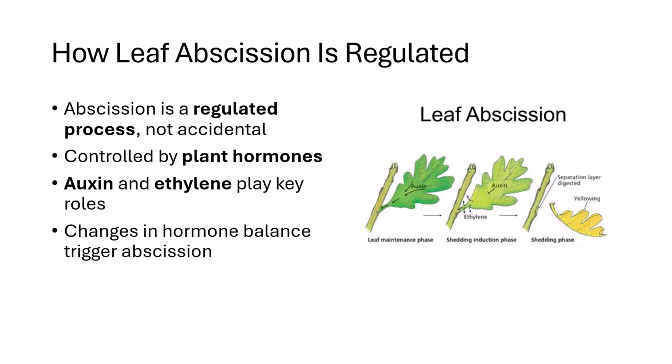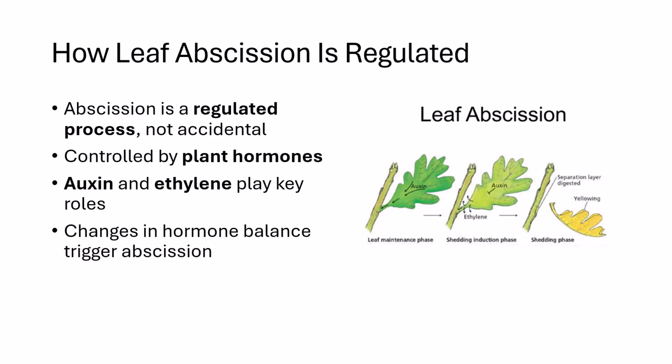The plant actively prepares this area so the leaf can detach safely. It's important to remember that leaf abscission doesn't just happen because it gets cold or dry. It's actually regulated by plant hormones. Two of the main hormones involved are auxin and ethylene. When a leaf is healthy and active, auxin levels coming from the leaf help prevent abscission. As the leaf ages or conditions change, auxin levels drop and the tissue becomes more sensitive to ethylene.